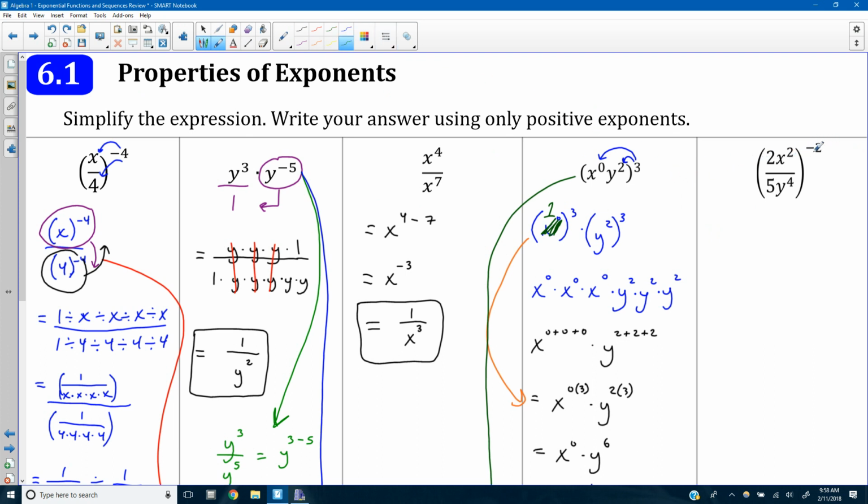Okay, so I have a negative 2 that's being applied to all this and all of this. Now, what I'm going to do is apply that negative 2 to all of these. Remember, negative 2 does apply to the 2. It applies to every item in this product. This is 2 times x squared. So 2 gets to the negative 2, x squared gets to the negative 2. And then it's also going to apply down here. The negative 2 goes with the 5 and the y to the 4th.